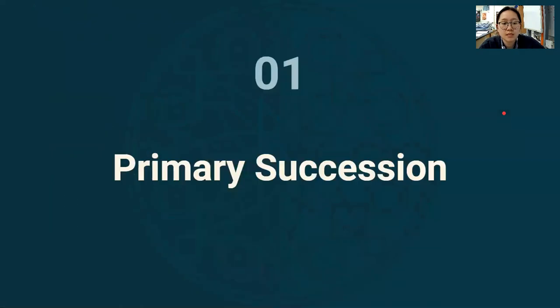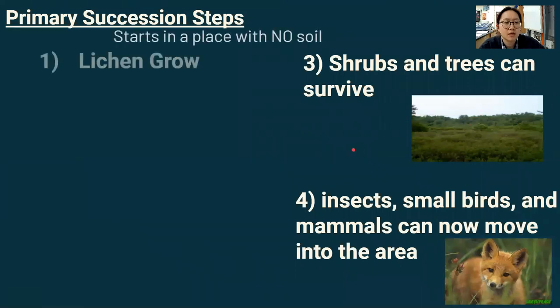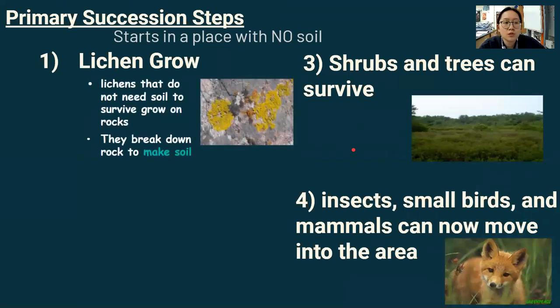Now, in specific detail, we're going to talk about primary succession. So primary succession steps start in a place with no soil. First of all, when you have no soil, you have to have lichen grow as the first step. And lichen is this symbiotic relationship between algae and fungus. They grow here on the rock because they don't actually need soil. They'll actually break down the rock to create soil as they break the rock into smaller pieces, and also as they die and decompose.